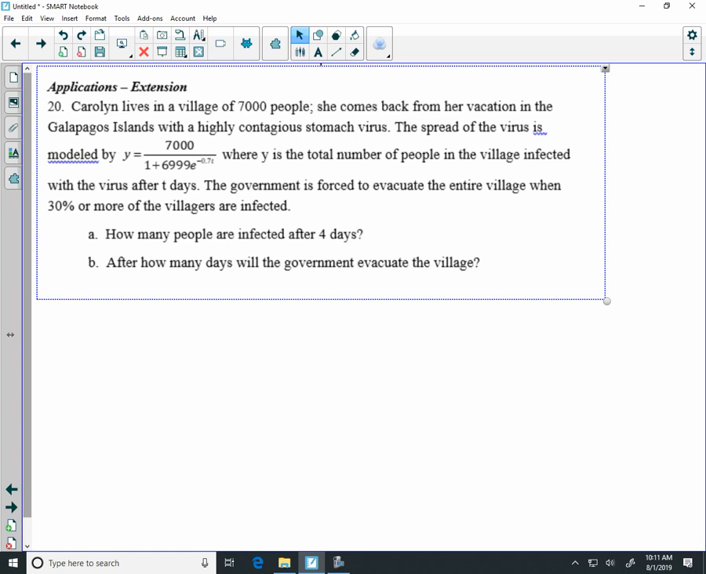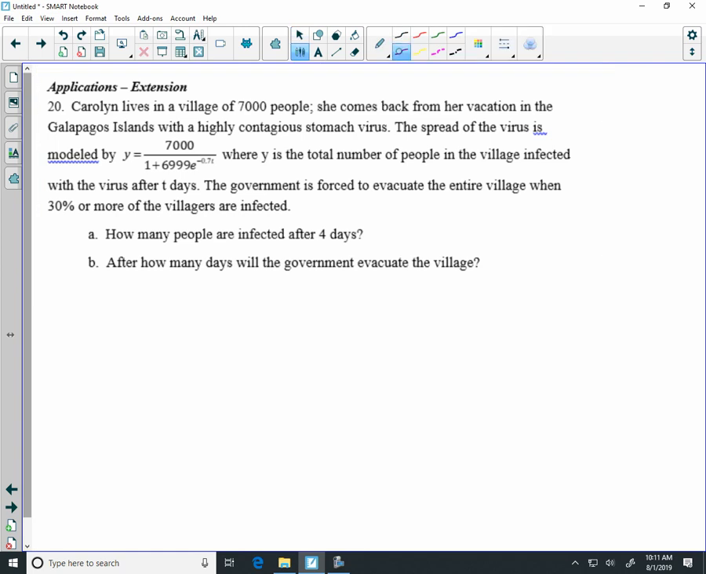So what we're going to do is take our equation, that's 7,000 over 1 plus 6,999 e to the negative 0.7t, and our t is 4, and put that in our calculator. If you're doing this extension work and you don't know how to put that in your calculator as a stacked fraction like that, please let me know. I can help you and it will make your life easier. And when you put that in your calculator, you should get 16.408.